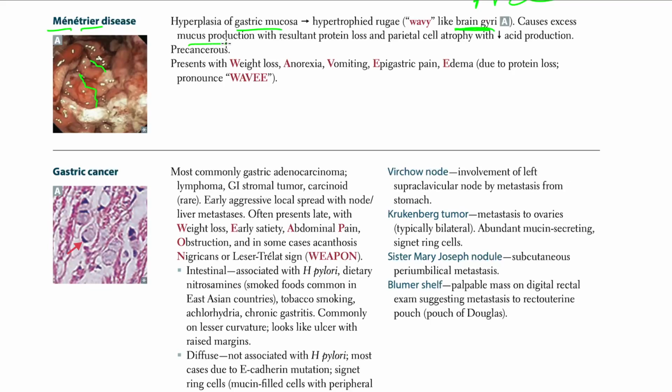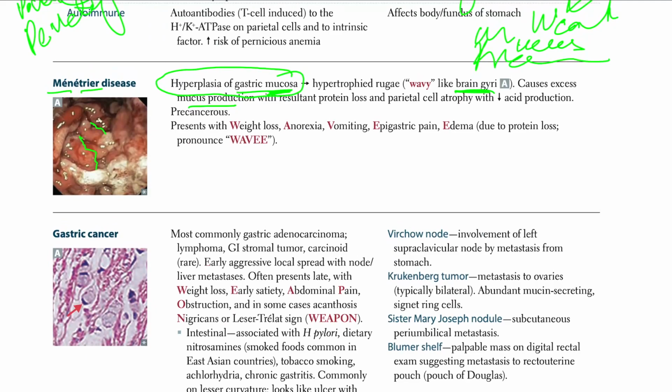It causes excessive mucus production. Why do you have excessive mucus production? Because remember, what's really happening here is you have gastric mucosal hyperplasia, right? The mucosa has undergone hyperplasia. And the important question is why you went into hyperplasia. The reason is the overproduction of TGF alpha. It's a precancerous state in which you have overproduction of TGF alpha, which stimulates those gastric mucosal cells.